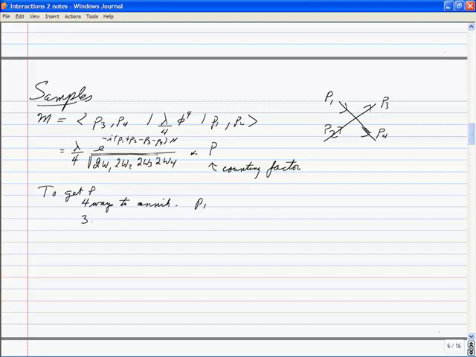There's then 3 leftover fields to annihilate P2. I just take another one out of that bunch. There's then 2 ways to create P3, and then there's one lonely field left over, P4.